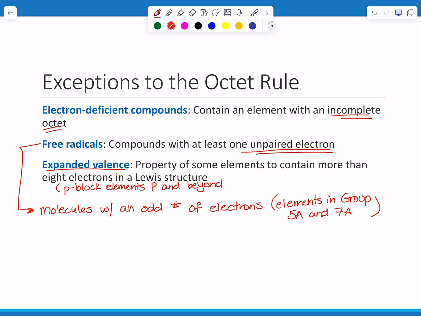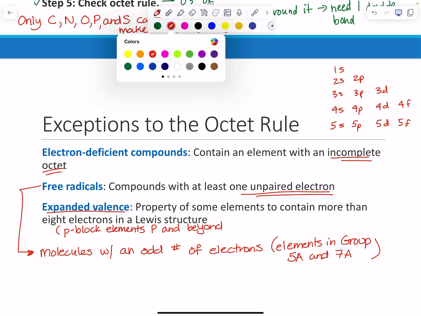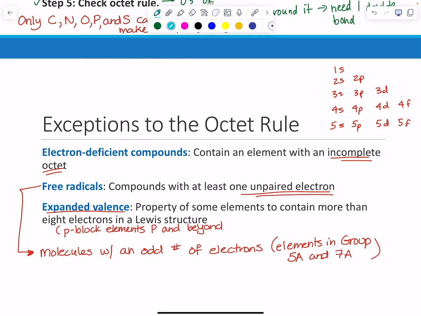Because if we go back to just thinking about orbital filling: 3d, 4s, 4p, 4d, 4f, 5s, 5p, 5d, 5f. I'm just going to draw those, okay? So if we think about the order that things are going to fill in, we go this way and there, right?